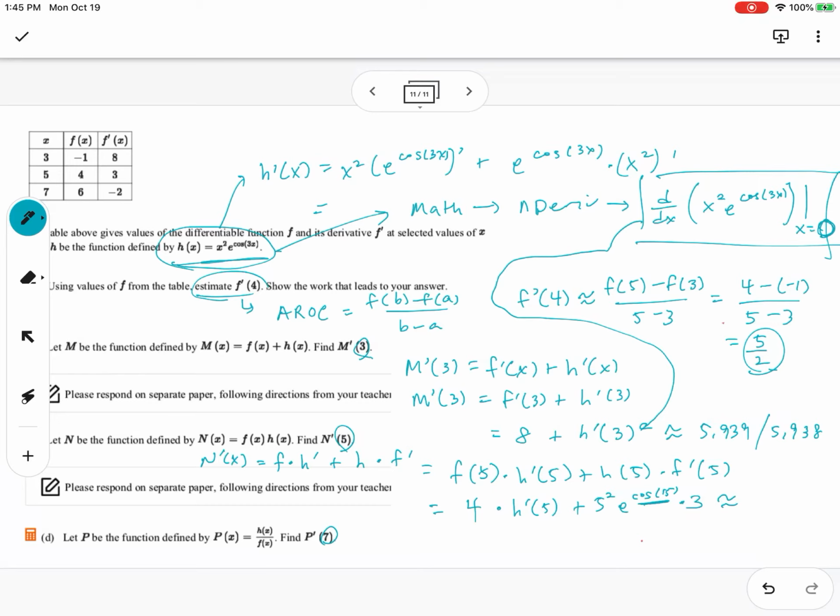And then that would eventually lead you to an answer of, let's see here. I don't see an answer. Oh, there it is, negative 37.465.